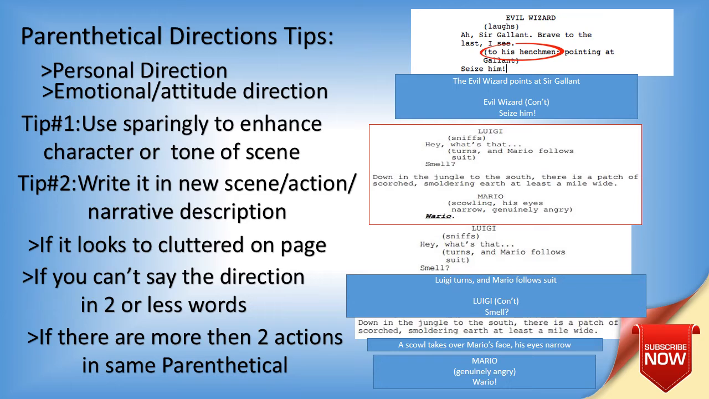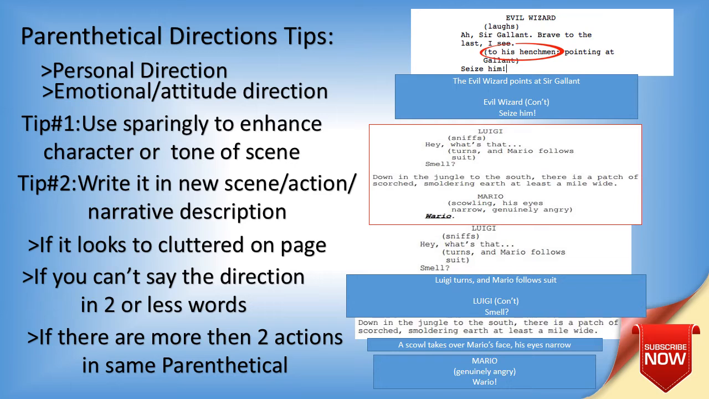Here's the original scene of Luigi talking to Mario. So Luigi sniffs, so he's like, hey, what's that? So he's smelling something. Then, right in the same dialogue, you have another direction: he turns, and Mario follows suit. So Mario also turns, and Luigi says, smell? And then you have the scene description: down in the jungle to the south, there's a patch of scorched, smoldering earth, at least a mile wide.